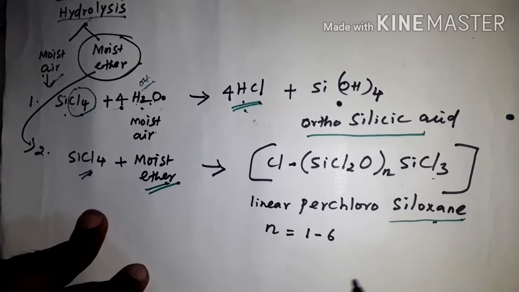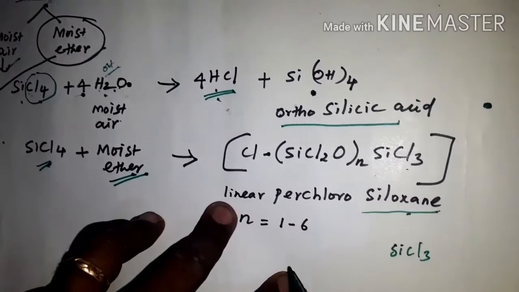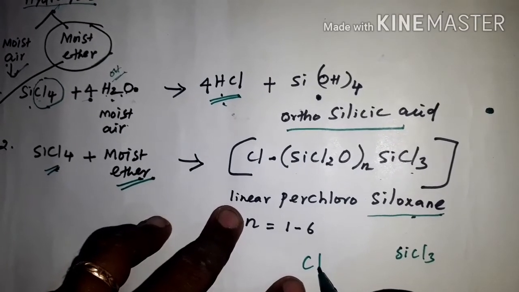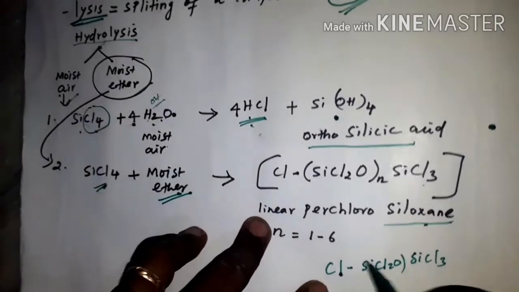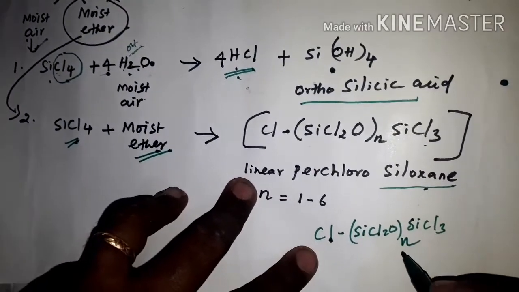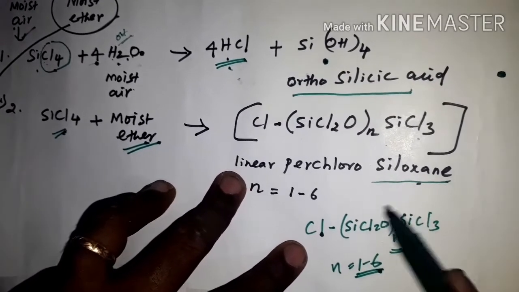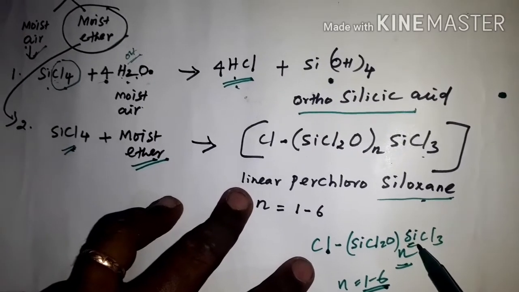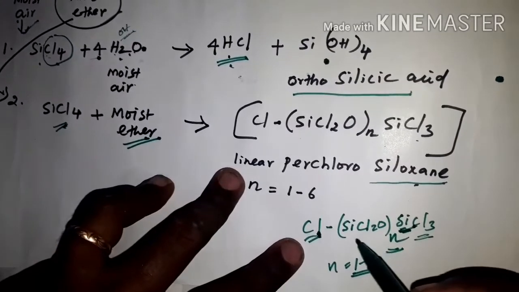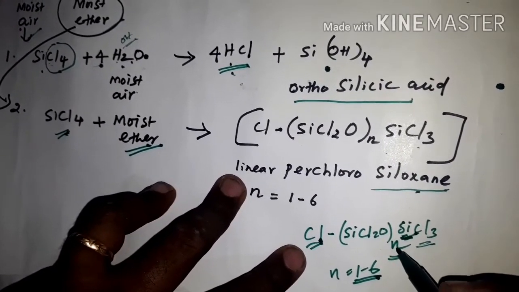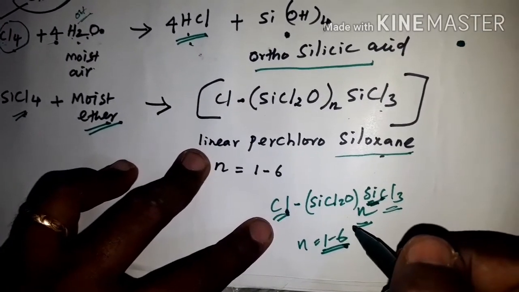See here, first you write SiCl3. Okay. Then here one chlorine atom. Right. Then this SiCl2O is the repeating unit. Here n equals 1 to 6 times. Okay. So now see here, one chlorine, one silicon atom, then 4 chlorine atoms. SiCl4 is completed and this unit is repeated. Okay. n may come 1 or 2 or 3 or 4 or 5 or 6.